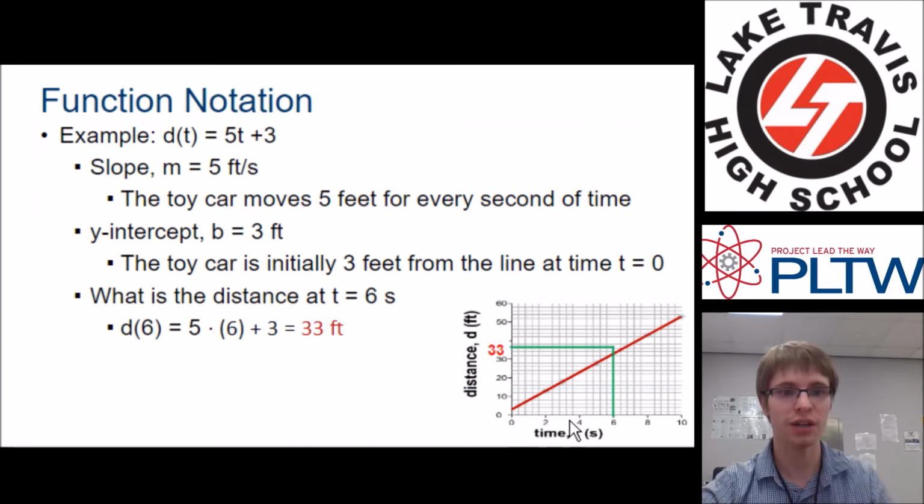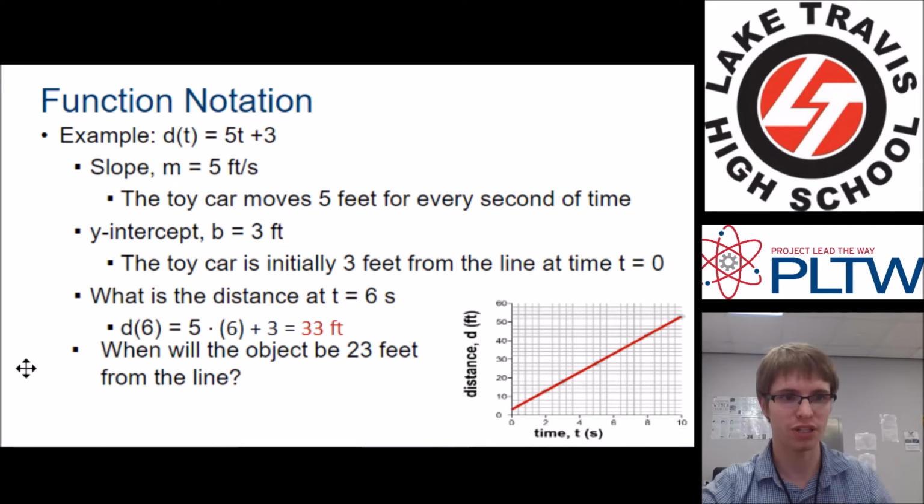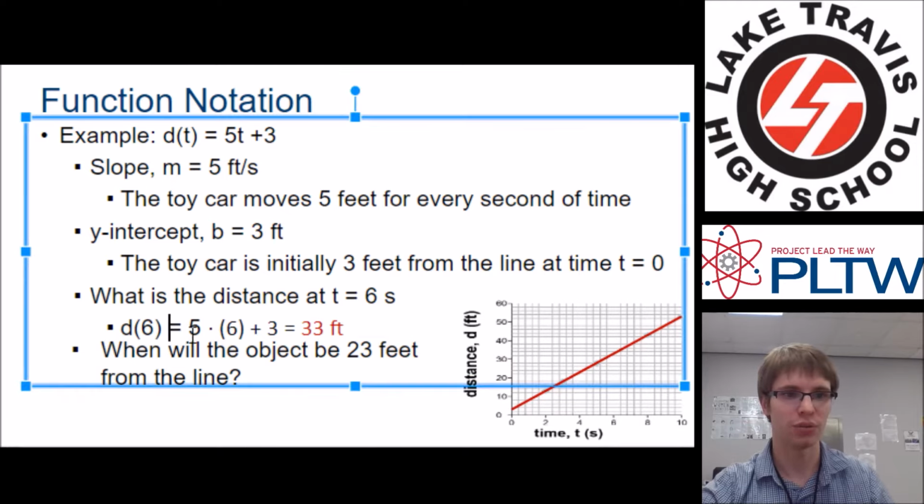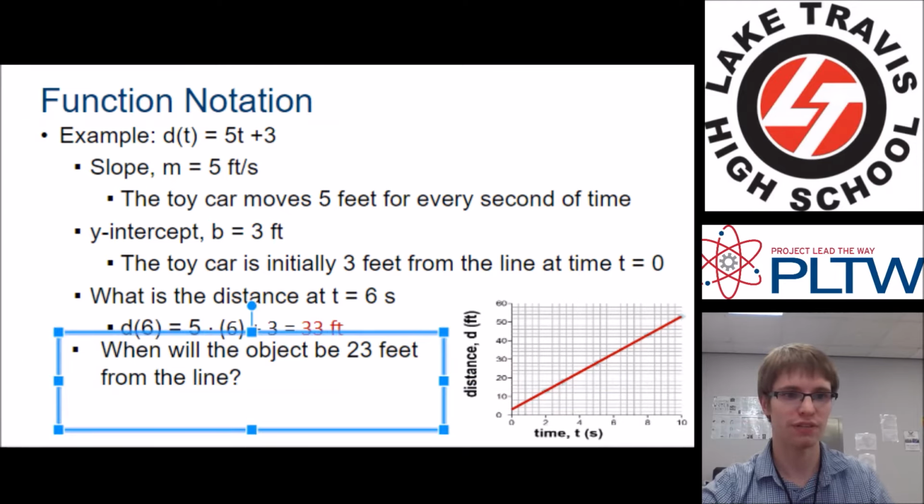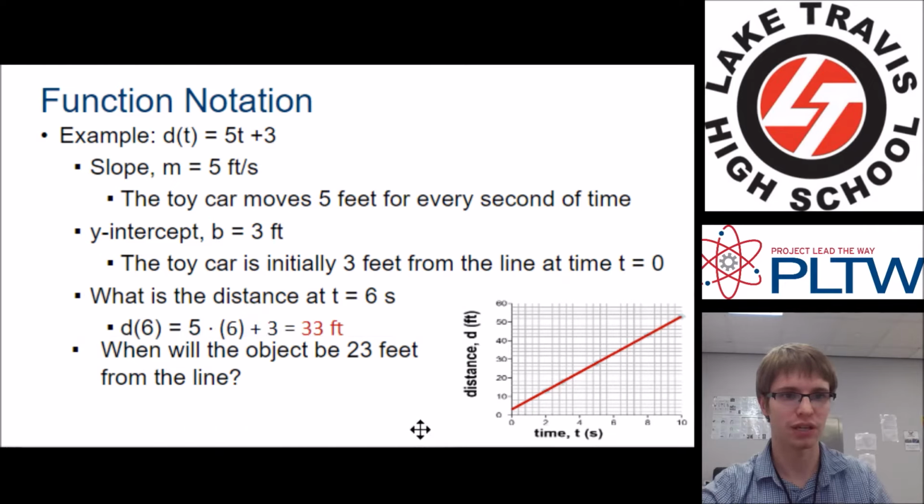And you can do that graphically too. You can look and see where time equals 6, go up to the curve, and then go over to 33 feet. Okay, another question. At what time will the object be 23 feet from the line?